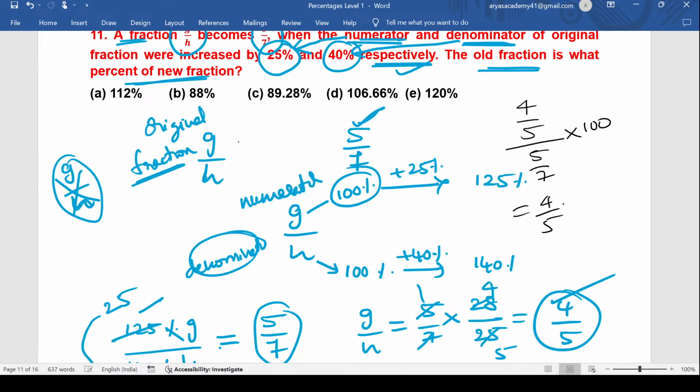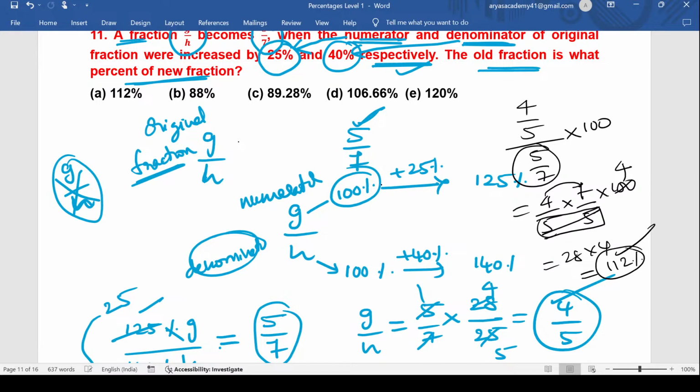So 4 by 5. If you take this value into the numerator, it gets reversed and 5 by 7 becomes 7 by 5. So into 100. If you multiply these two values, 5 5s are how much? 25. So 25 will go exactly 4 times. 4 sevens are 28. 28 into 4. 4 20 is 80, 4 8 is 32. 80 plus 32 will give you 112. So the original fraction is actually 112% of the new fraction.